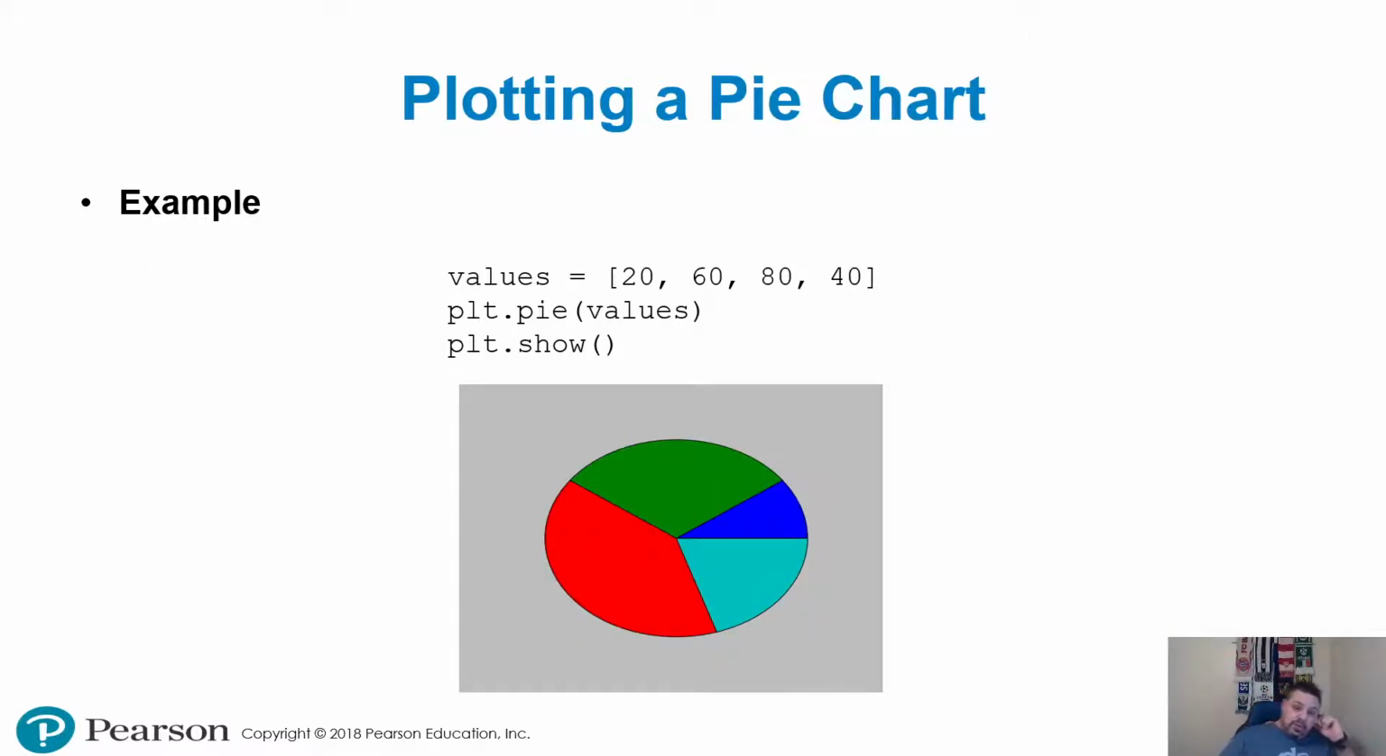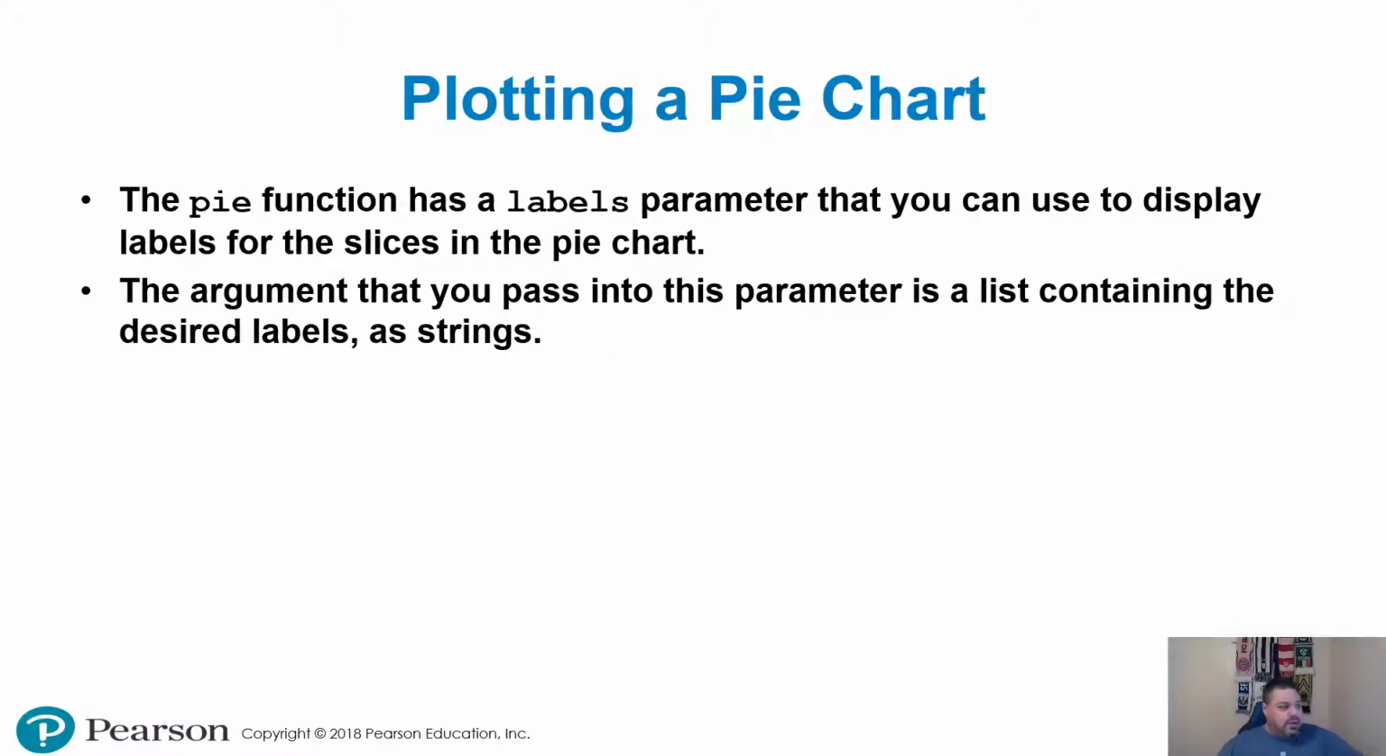So for example, if you pass the values 20, 60, 80, and 40, and you plot that out, this is what you would get. Okay, 20 here in the dark blue, 40 in the cyan color blue, the 60 would probably be the green, and the 80 would probably be represented there by the red. So it looks like that.